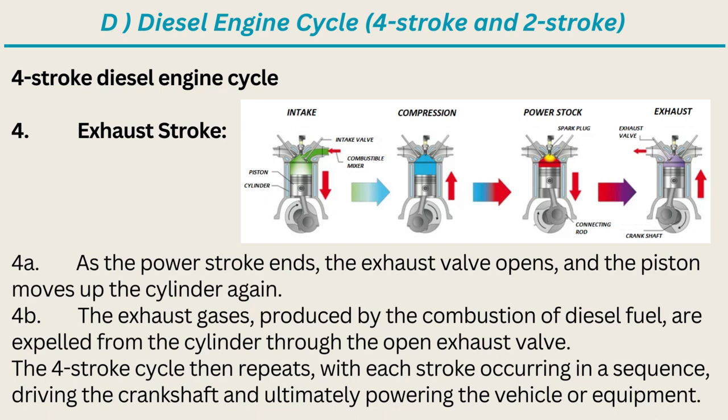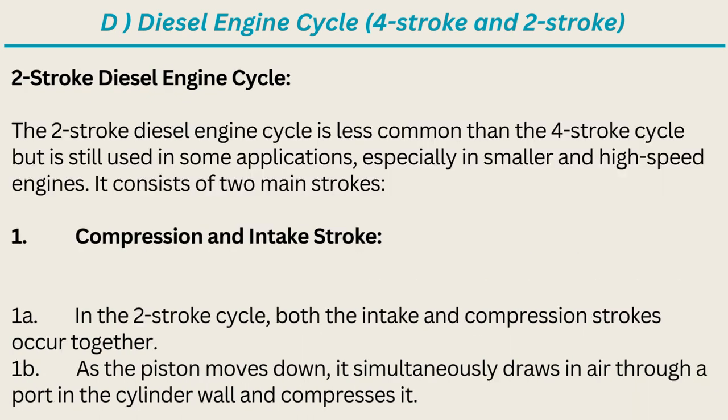4. Exhaust stroke. 4A. As the power stroke ends, the exhaust valve opens, and the piston moves up the cylinder again. 4B. The exhaust gases, produced by the combustion of diesel fuel, are expelled from the cylinder through the open exhaust valve. The 4-stroke cycle then repeats, with each stroke occurring in sequence, driving the crankshaft and ultimately powering the vehicle or equipment. 2-stroke diesel engine cycle.